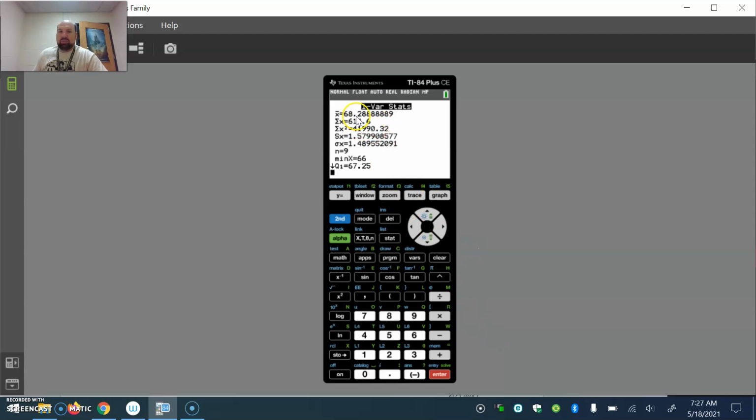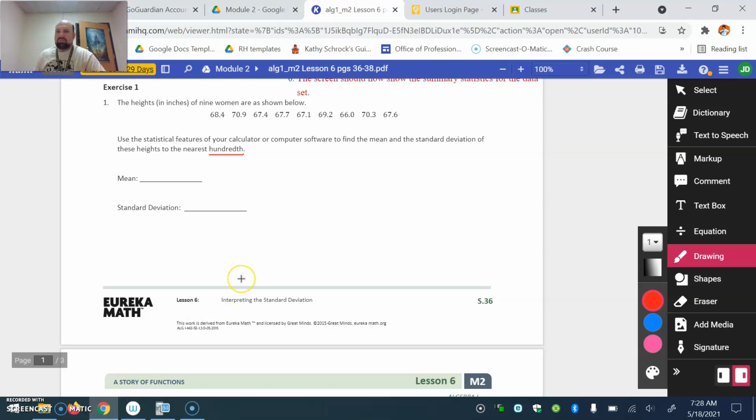So my answer should be 68.28. And then I got to round that 8, either up or leave it alone. I'm going to round it up because the next value is an 8. So 68.28. Or excuse me, 0.29. And then the standard deviation. This is the standard deviation. Actually, I'll make a note of that on our board over here.